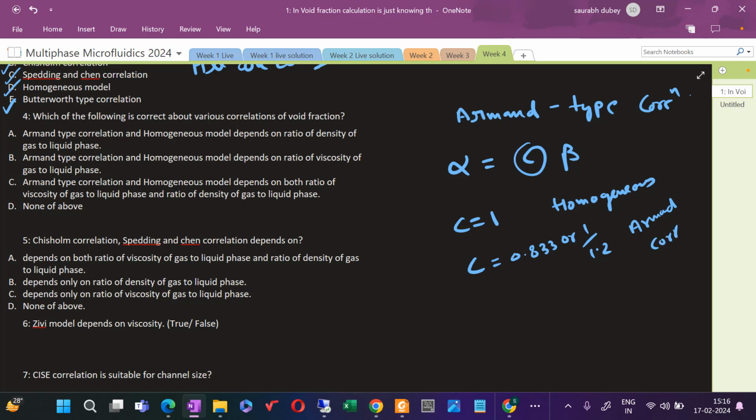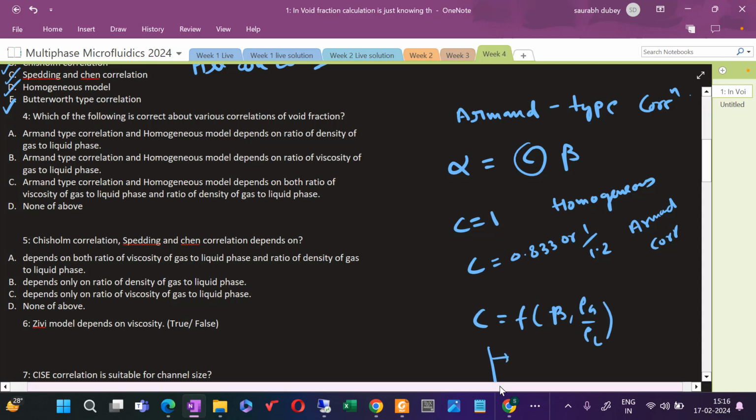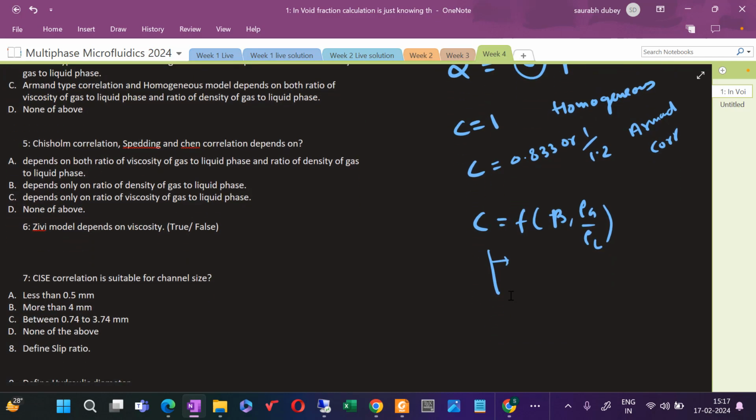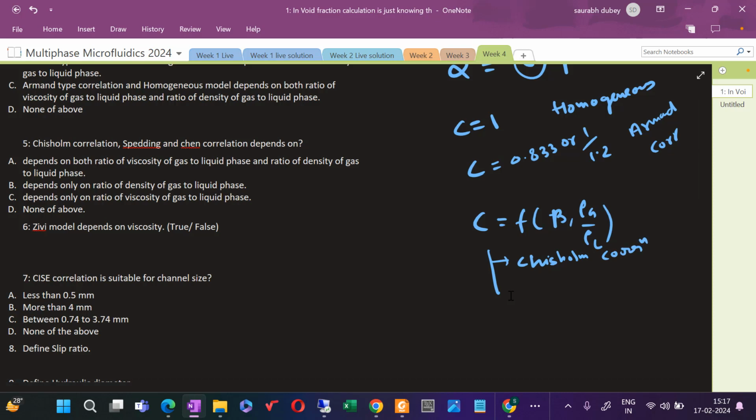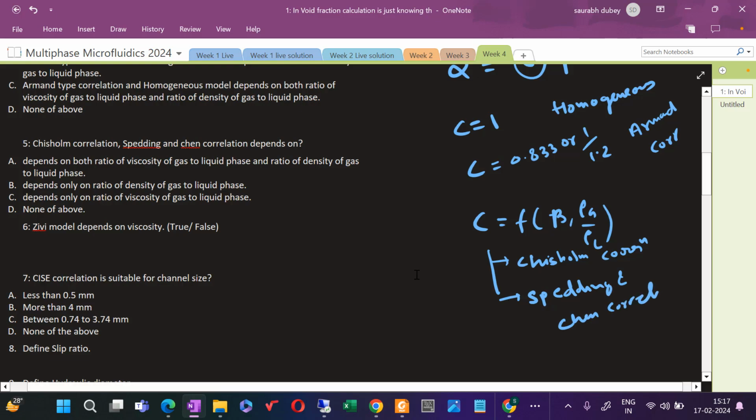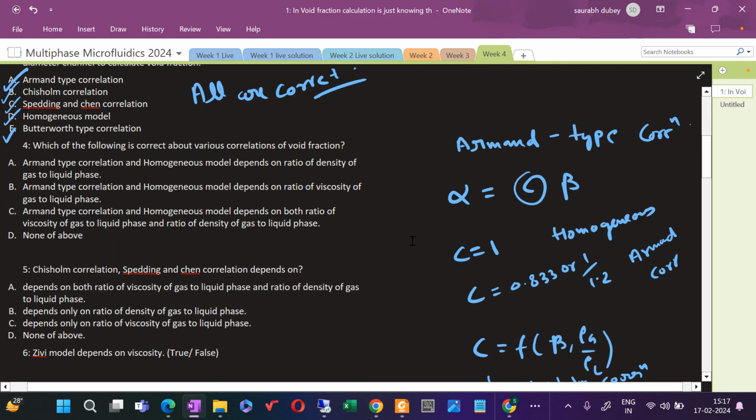And then there were two more where C was a function of beta and the density ratio rho g to rho L. This was true for two correlations. One was the Chisholm correlation, and another one was the Smith and Chen correlation. So you see the density ratio is coming up into the picture for these two.